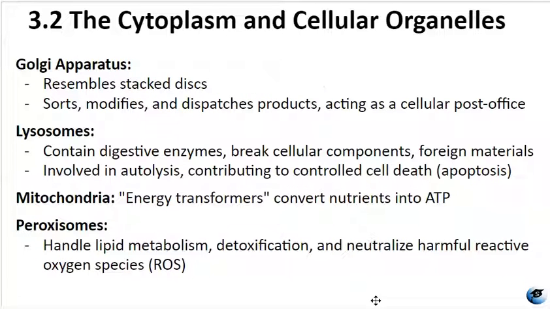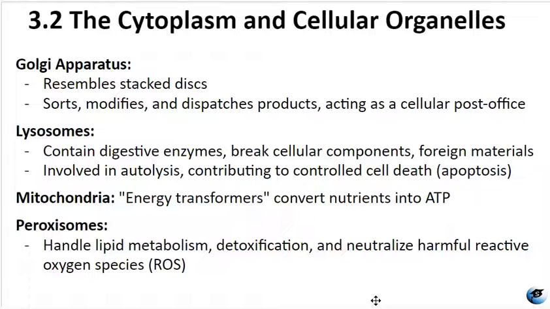Following protein synthesis in the rough ER, the Golgi apparatus, which resembles stacked discs, sorts, modifies, and dispatches products, acting kind of like a cellular post office. Lysosomes contain digestive enzymes that break down cellular components and foreign materials. They also engage in autolysis and controlled cell death, known as apoptosis.